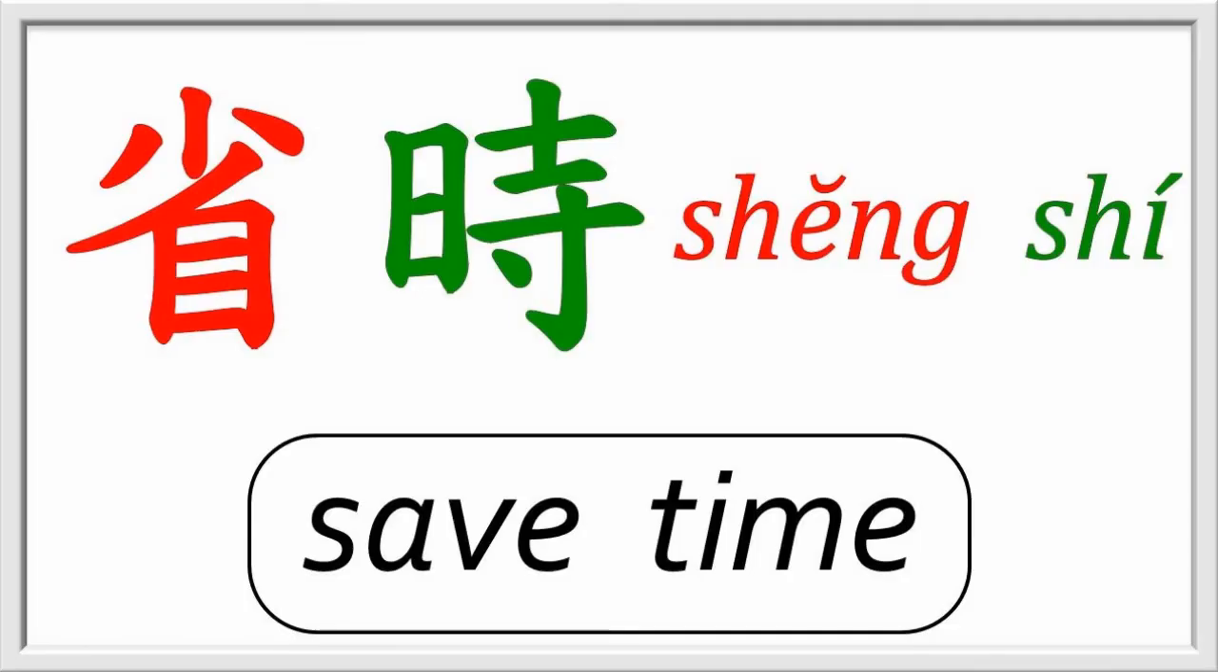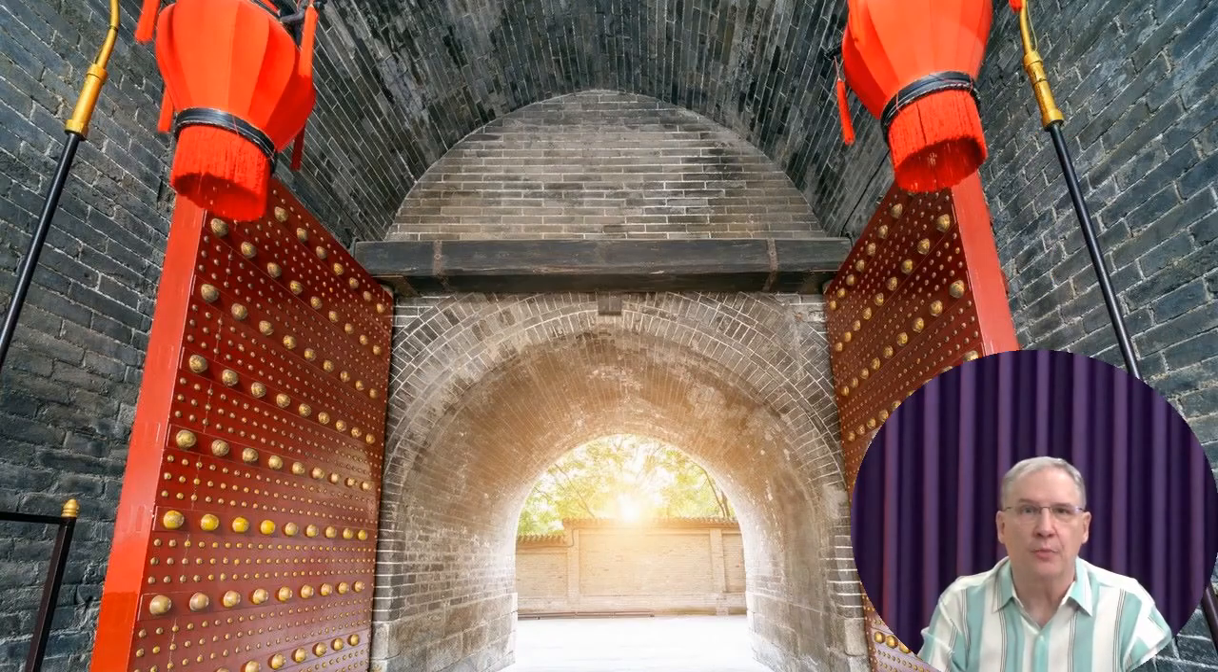Sheng shi, to save time. Poor eyesight also means you need to squint your eyes and look closely to see anything clearly. So the second pronunciation, xing, means to examine, especially one's conscience. In ancient China, the royal palace was off-limits to the public. To be allowed entry, one was naturally subject to careful scrutiny. In other words, sheng or xing, meaning to examine closely.